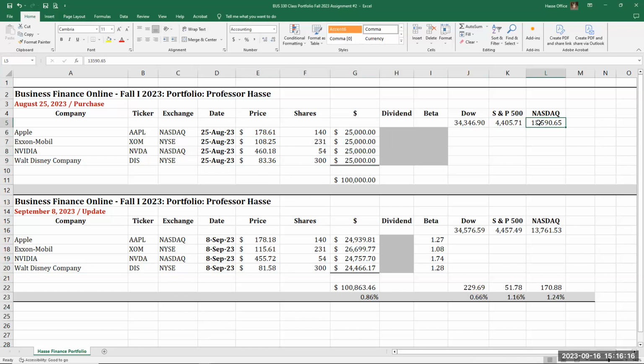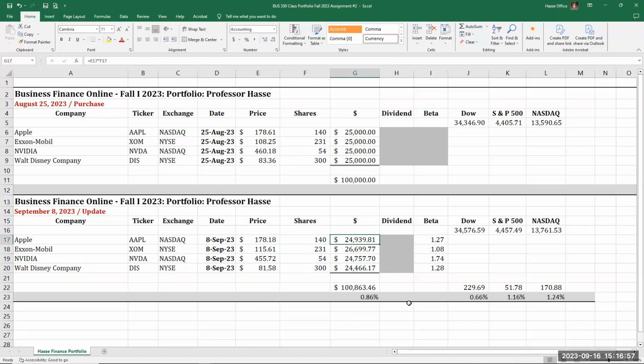And here's my portfolio updated as of Friday, September 8th. Notice it's the same format. I just copied it down and changed a couple of things. First of all, I pasted the values of my shares down to here. And then I found the new share price for my 4 stocks at the close of business on Friday. Multiplied that new price times the original shares, and there's my new value. So as you can see, Professor Hasse is definitely not the Wolf of Wall Street in his portfolio as of after 4 weeks or 3 weeks of the course.